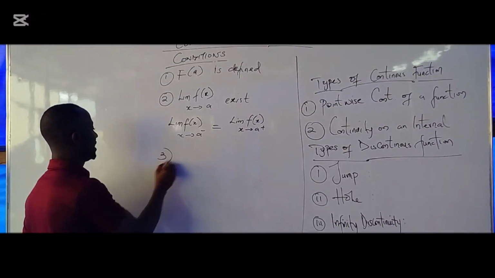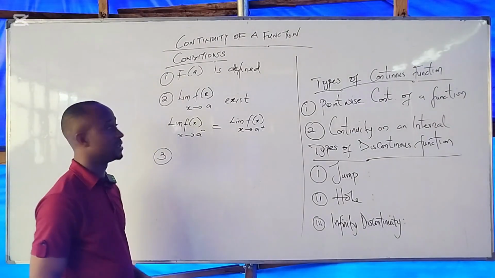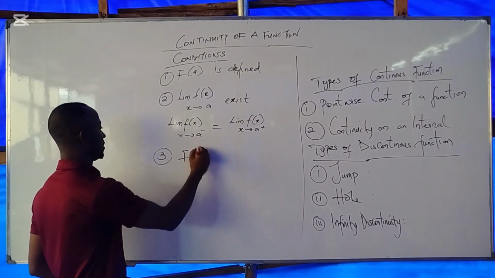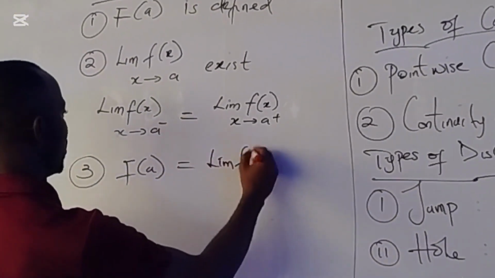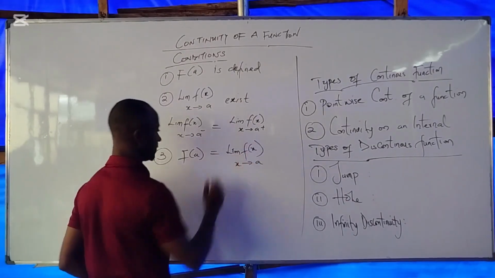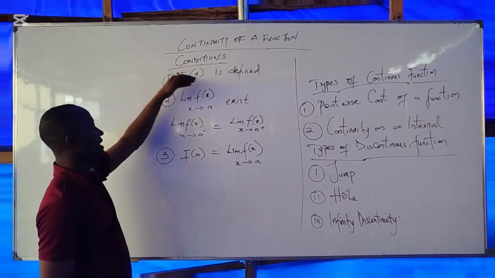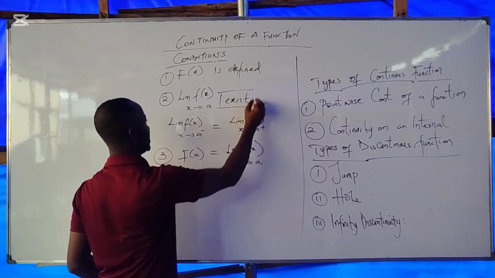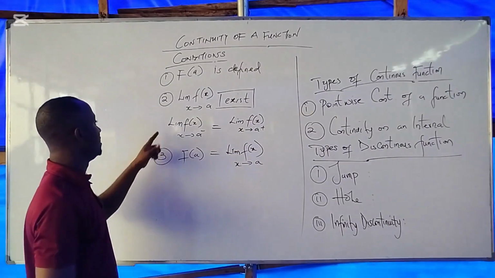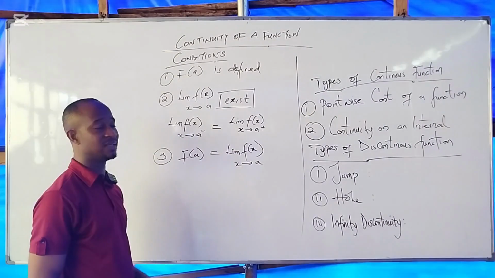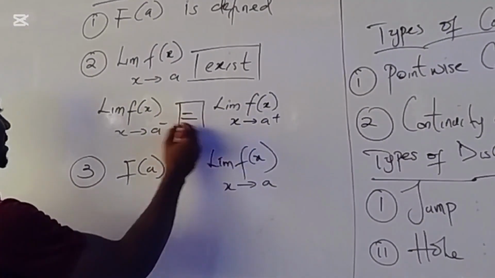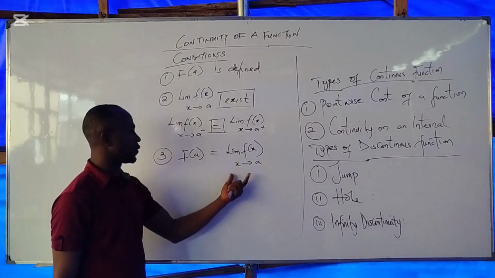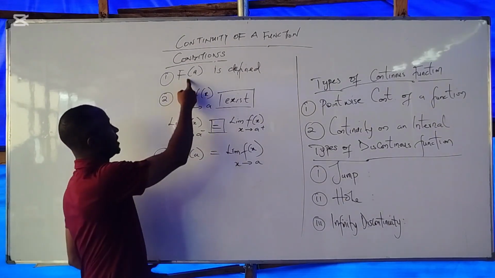Now, the third condition. We say there are three conditions for continuity of a function. The third is that number one and number two must be equal, meaning that our f of a must be equal to the limit of f of x as x approaches a. Number one says f of a is defined. Number two, the limit of f of x as x approaches a exists. For this to exist simply means that the limit of f of x as x approaches a on the left-hand side must be equal to that on the right-hand side. Now, the third condition is that f of a must be equal to the limit of f of x. This f of a must be equal to this.